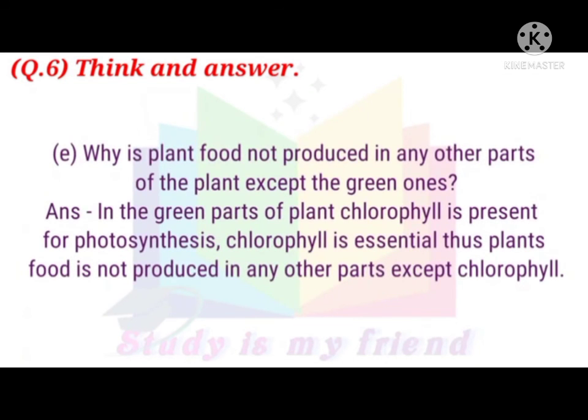E. Why is plant food not produced in any other parts of the plant except the green ones? Answer: In the green part of the plant, chlorophyll is present for photosynthesis. Chlorophyll is essential, thus plant food is not produced in any parts except the green ones.